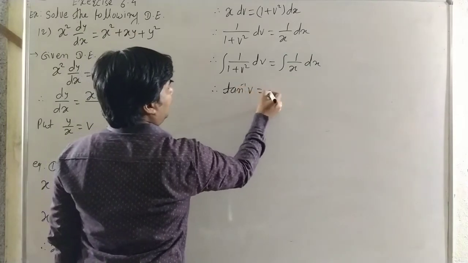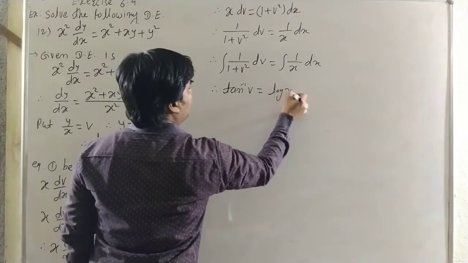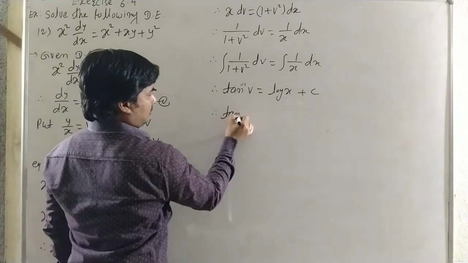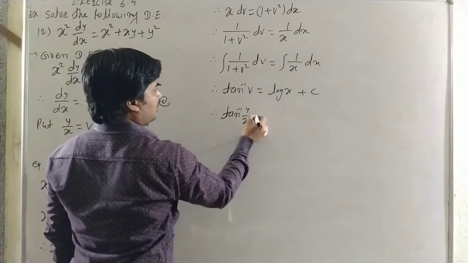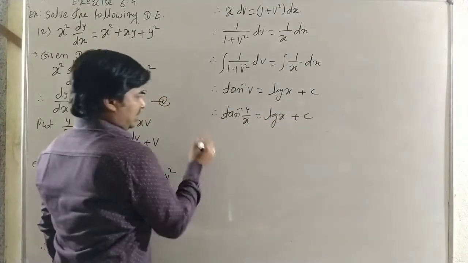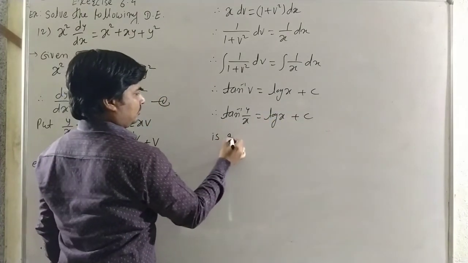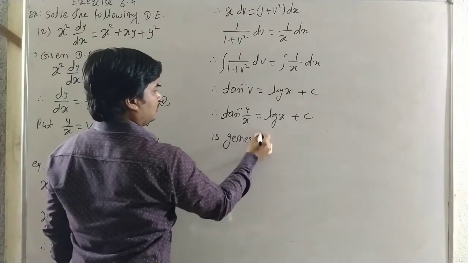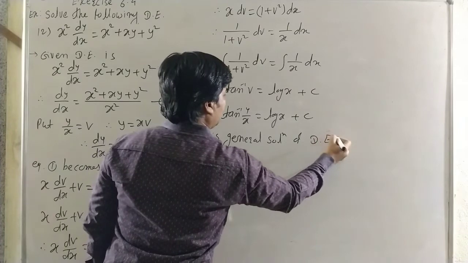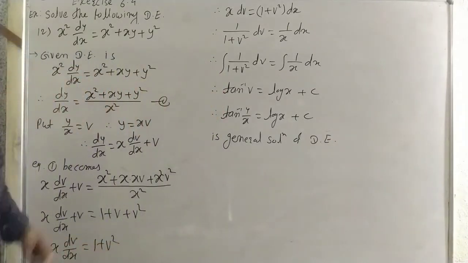Tan inverse of v, and here it is log x plus c. Now only put the value of v. Tan inverse of y by x is equal to log x plus c is the general solution of the differential equation. See carefully this.